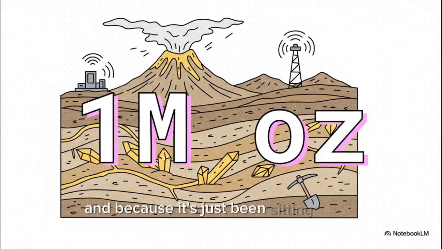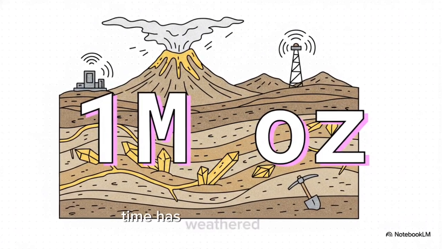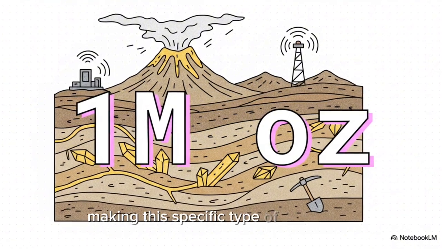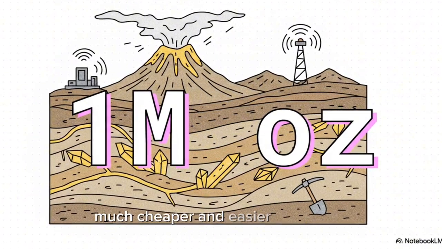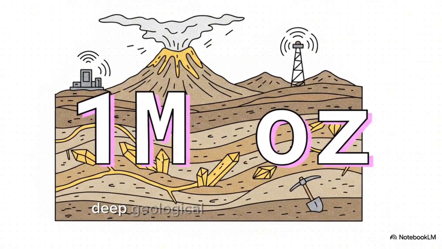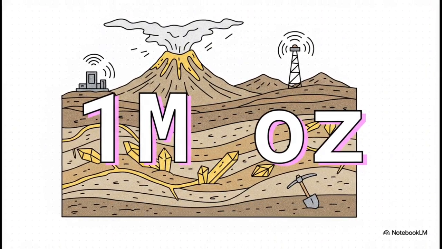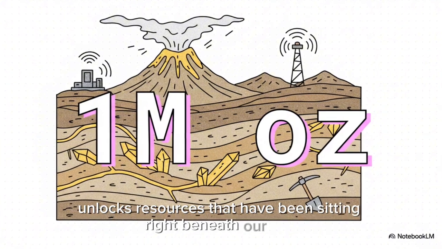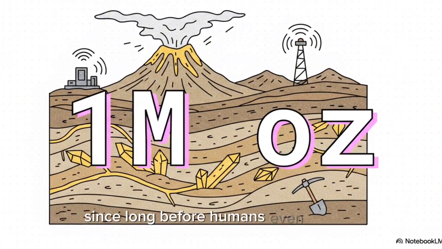And because it's just been sitting there for millions of years, time has weathered the rock, making this specific type of oxide gold much cheaper and easier to process. It really is a perfect example of how combining deep geological history with modern technology unlocks resources that have been sitting right beneath our feet since long before humans even existed.